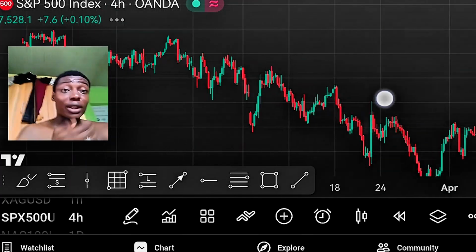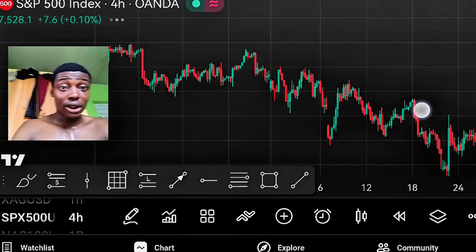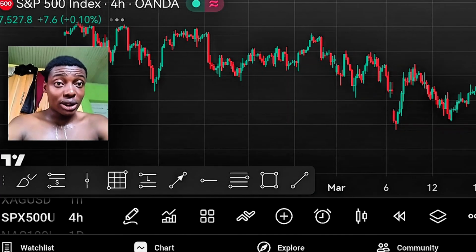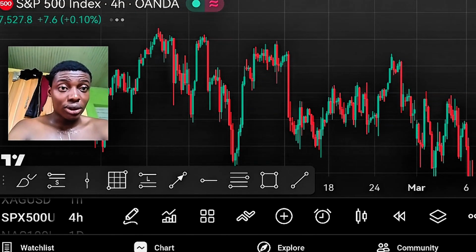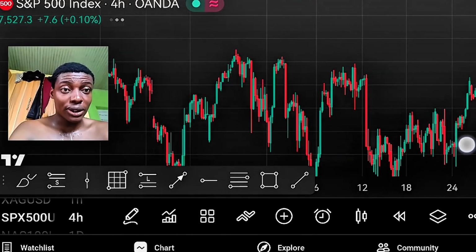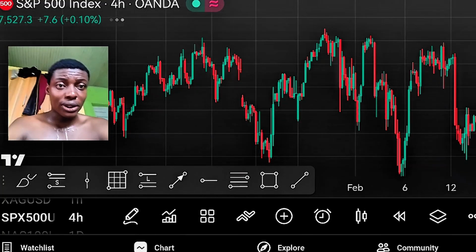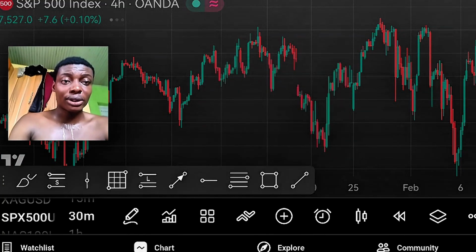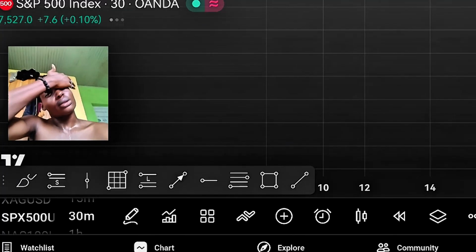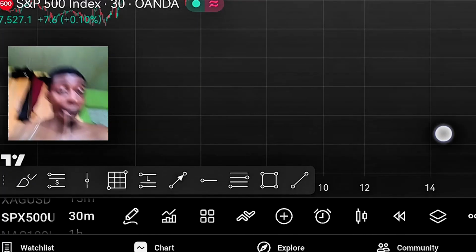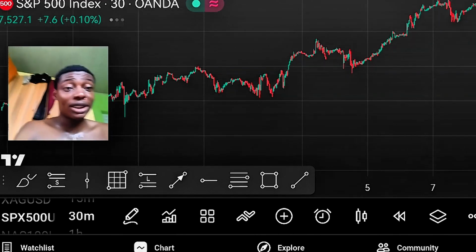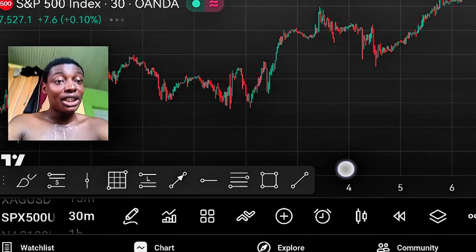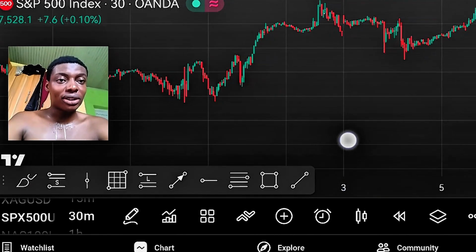Now let's look for sells, if we can see a sell. Let's go down to a lower time frame, 30 minutes, because I mainly use it for entries.